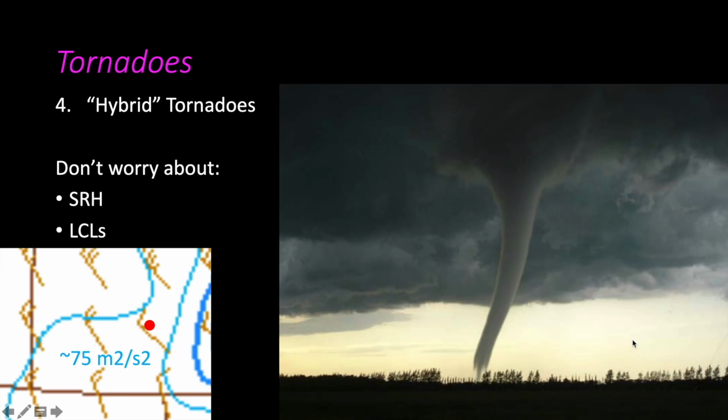So you don't have to worry about SRH. Again, this was Canada's only EF5, rocking that sub 100 meters squared per second squared SRH. And you don't have to worry about LCLs. You can see these things are sky high, and that kind of just exacerbates the weirdness and the etherealness of these tornadoes. So there's obviously a lot more that goes on behind the scenes that we really have no idea about, and that just makes these things all the more mysterious.